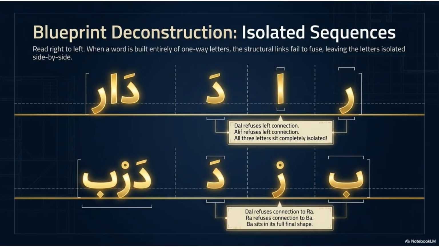Let's look at the words dar and darb. When a word is built using our stubborn one-way letters, no one wants to hold hands. Because they refuse to connect to the left, the letters simply remain isolated, sitting side by side rather than joining together.